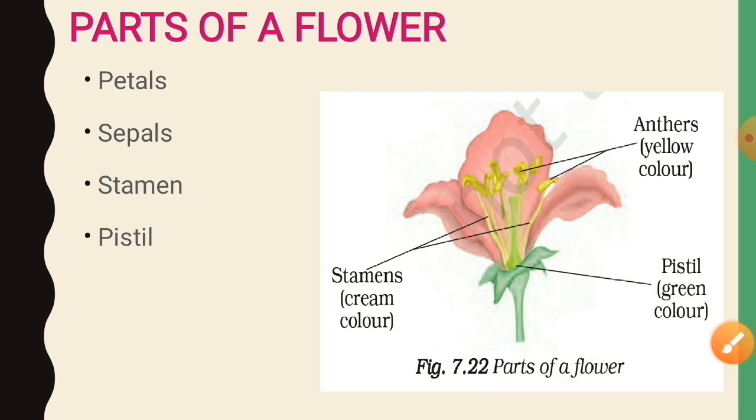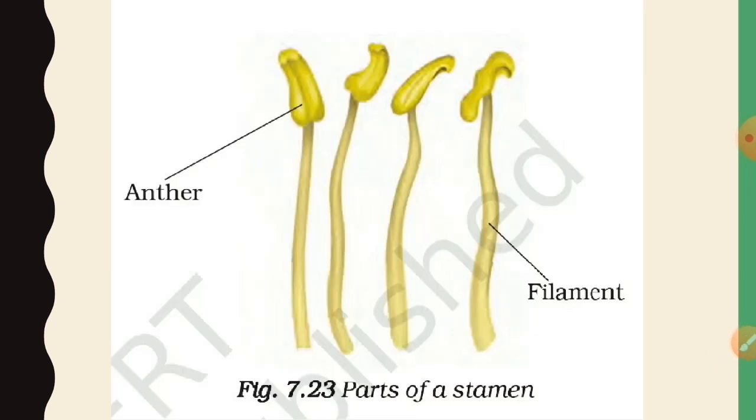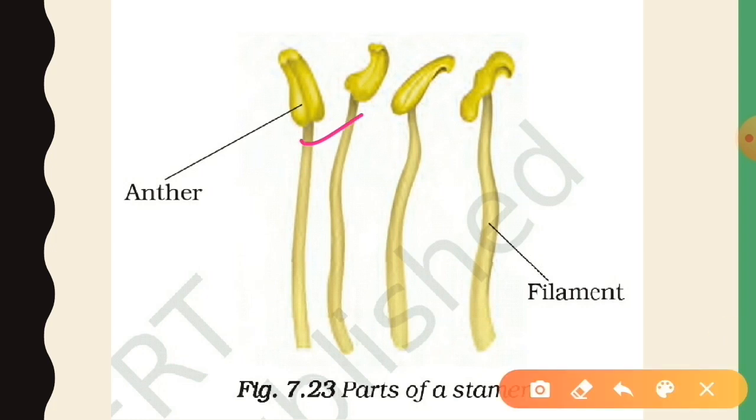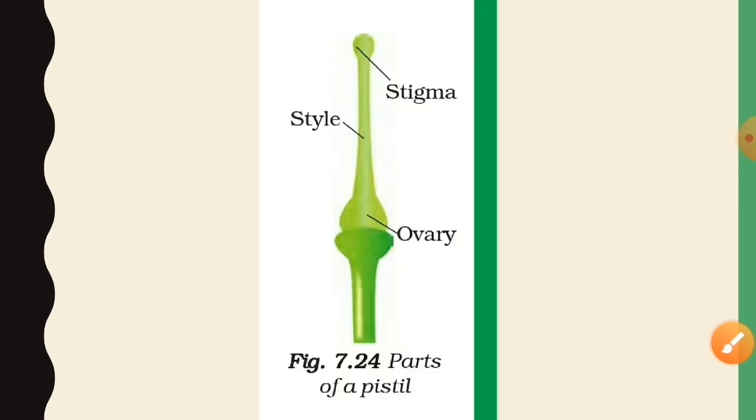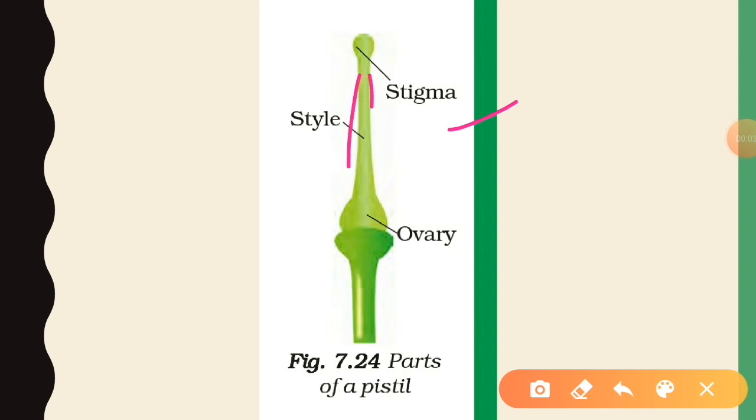Okay. Now we will understand in detail about stamen and pistil. Here in this picture you can see the parts of a stamen. The topmost part is called anther and this tube-like structure is called filament. So they are the parts of stamen. Similarly, here in this picture you can see pistil clearly and the various parts of a pistil are: the topmost part is stigma, the middle tubular part is style and the bottom swollen part is ovary. In this way, a pistil can be divided into these three parts.